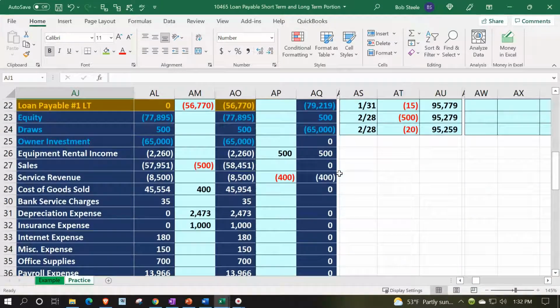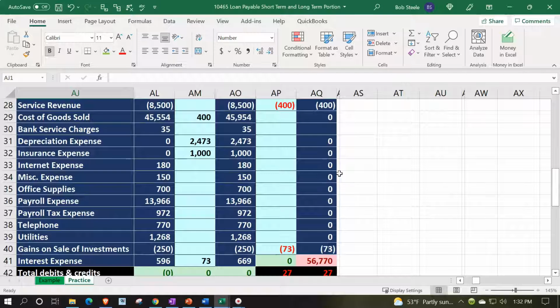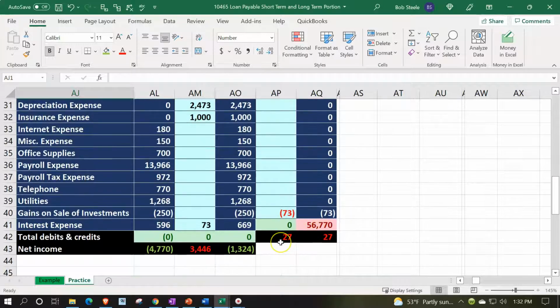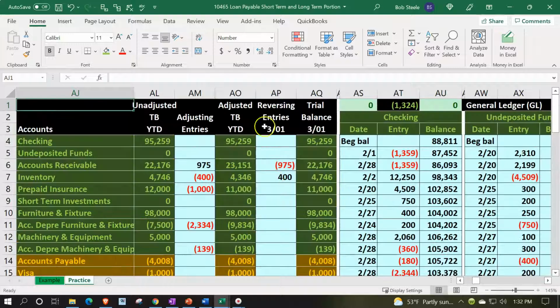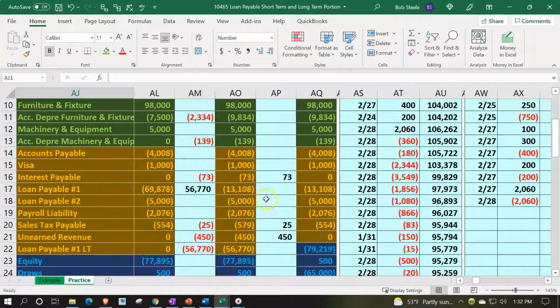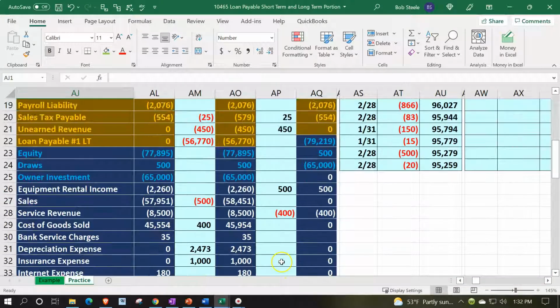No impact on the income statement. You'll note down below, oh, look at what I did. I didn't add the cell all the way across for the reversing entries. So when I added this cell up top here, I didn't select the skinny cell. I wasn't careful to add that up. So now I've got this staggering going on here. So I'm going to fix that.